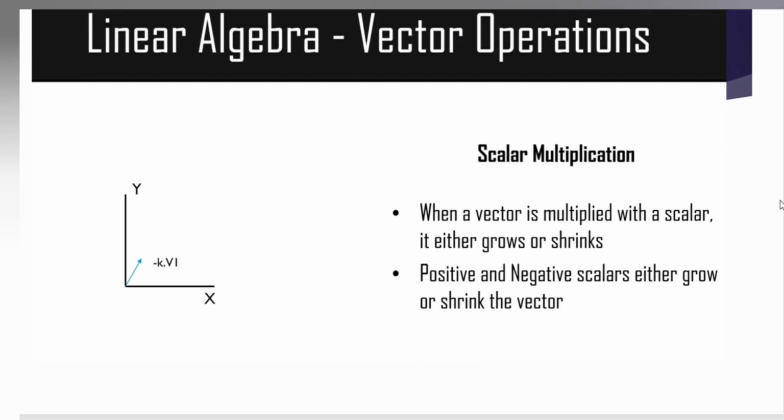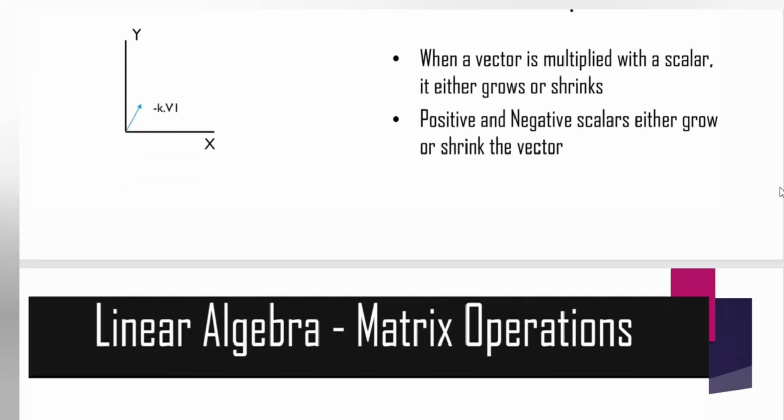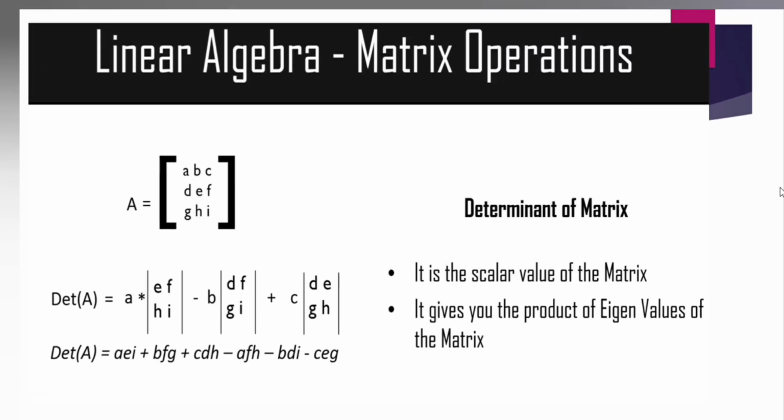The next thing is scalar multiplication. It is having a scalar k, and the vector will either grow or shrink. Grow means positive, shrink means negative. So here on the left side it is shrinking: minus k into v1. If it grows, then it is k into v1. Up to here, vectors and scalars are over.